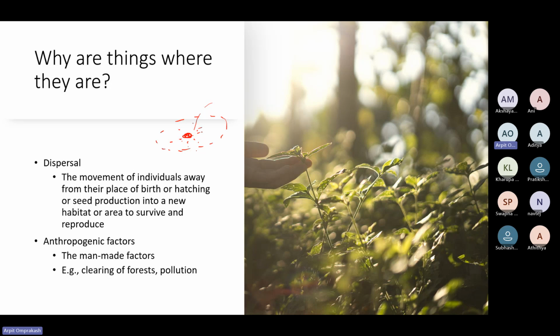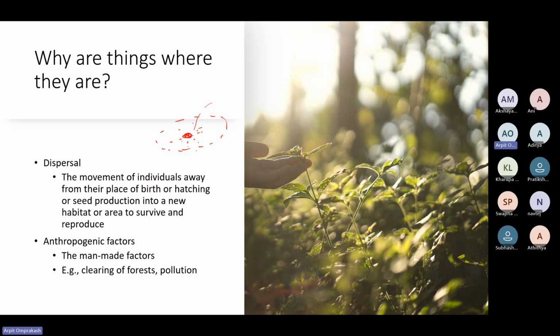Dispersal is basically the movement of individuals away from their place of birth or hatching or seed production into a new habitat or area to survive and reproduce. It's like they're colonizing a new area as they move. Right, so that's called dispersal. This is different from migration, which we talked about earlier. Migration is going and coming back, a place that you visit and then return from. But dispersal is moving from your native place to a new area in the hope of surviving and reproducing there and extending your range.